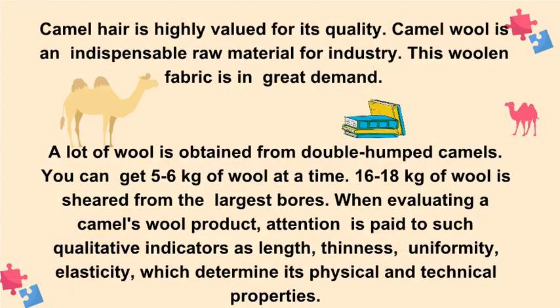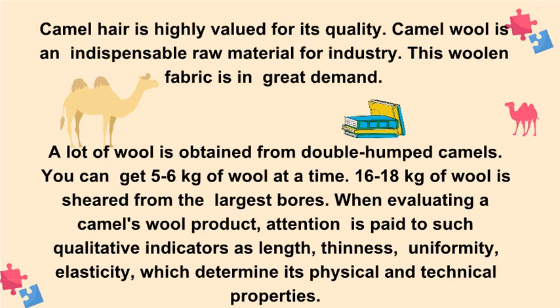Camel hair is highly valued for its quality. Camel wool is an indispensable raw material for industry. This woolen fabric is in great demand. A lot of wool is obtained from double-humped camels. You can get 5 to 6 kilograms of wool at a time. 16 to 18 kilograms of wool is sheared from the largest males.